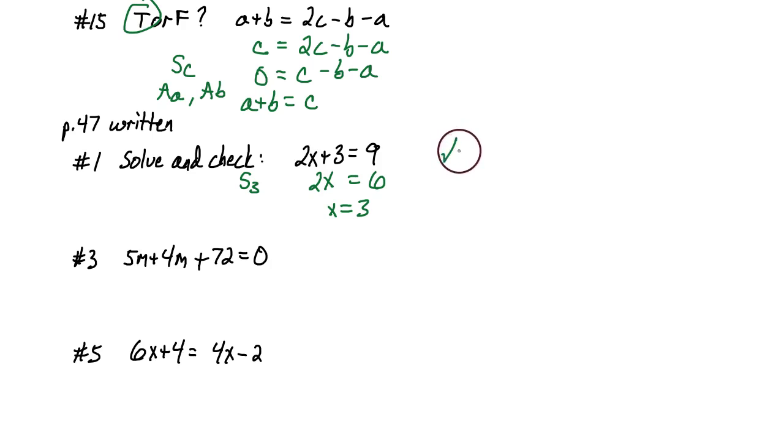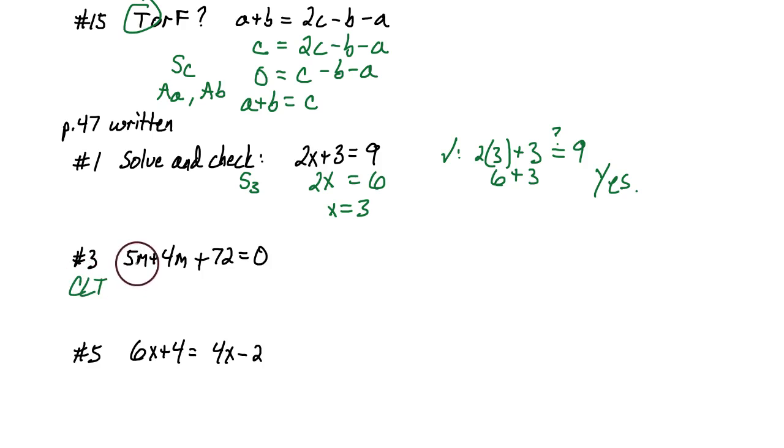We're asked to check that answer using substitution. So replace the x with the number that we think is correct. And what we're wondering is, does that equal 9? 2 times 3 is 6, and 6 plus 3 does equal 9. This answer checks.